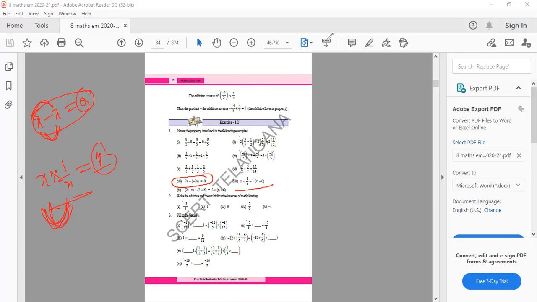Okay. The last one is you are distributing one to another. One to another, you are getting the same answer. This comes under the distributive law. Distributive law.